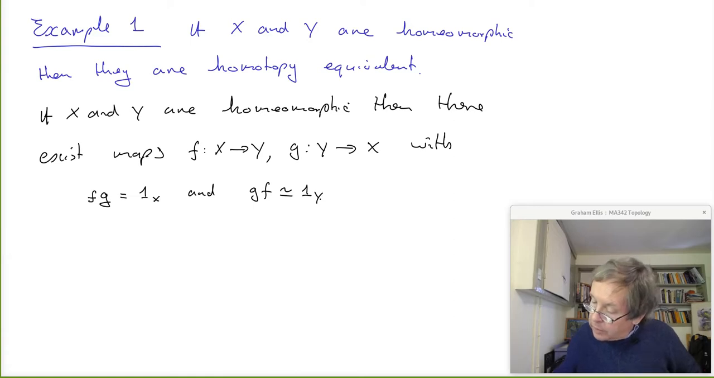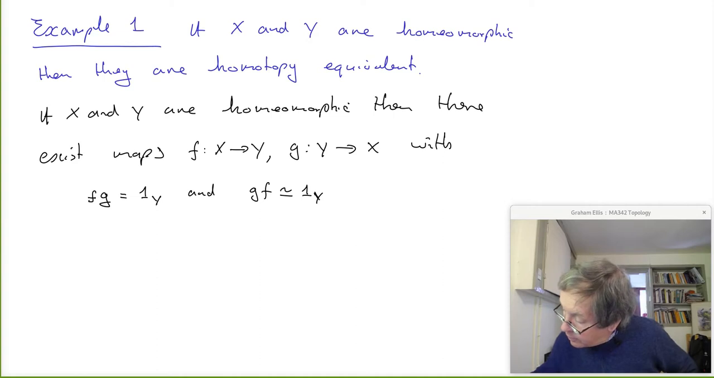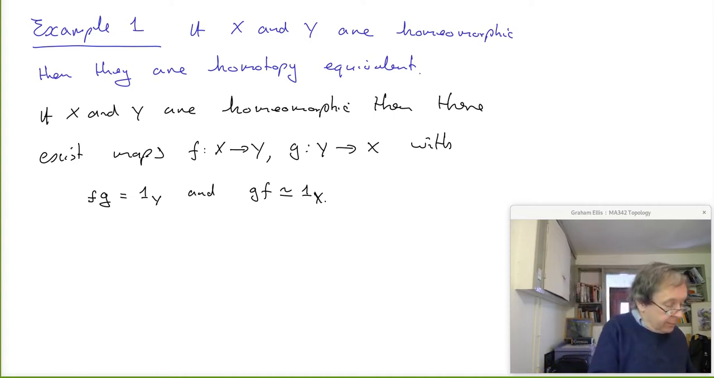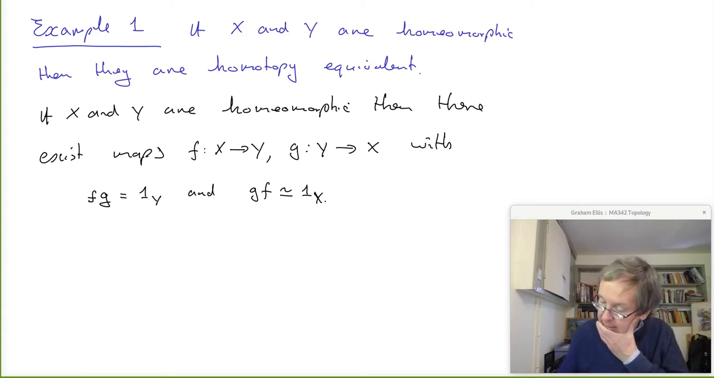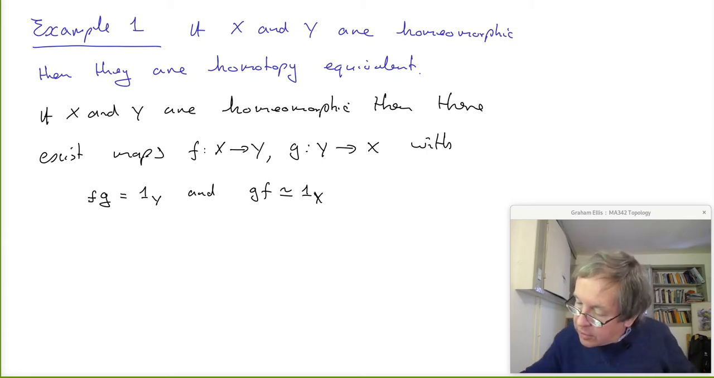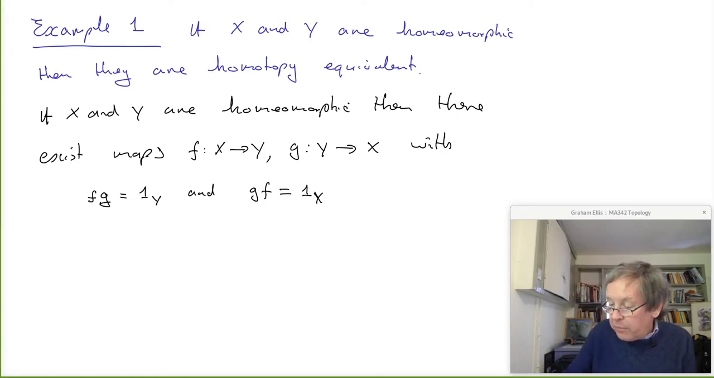Now, I got that the wrong way around, didn't I? So FG is the identity on X. FG is the identity. No, I had it right. FG is the identity on Y, and GF is the identity on X. So apologies, that was an equals I meant to say. So if FG is equal to the identity, it's also homotopy equivalent to the identity.